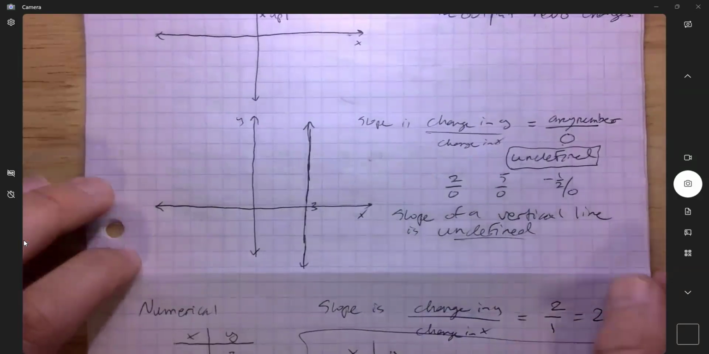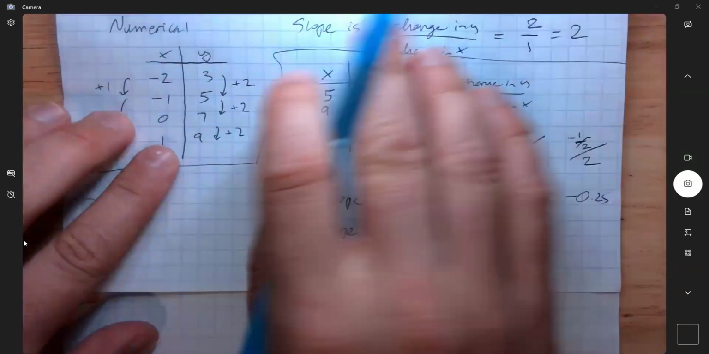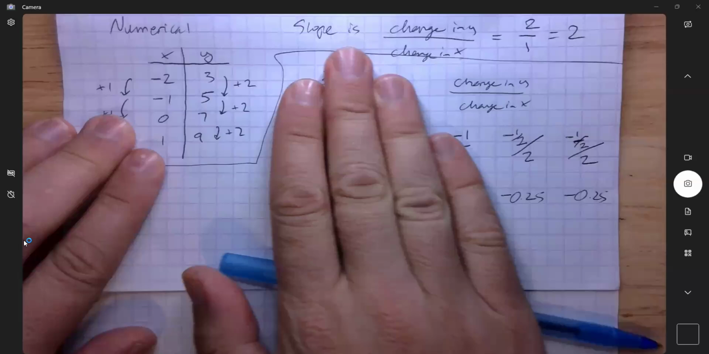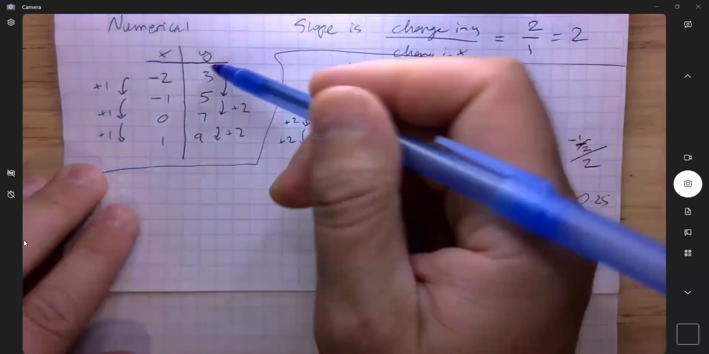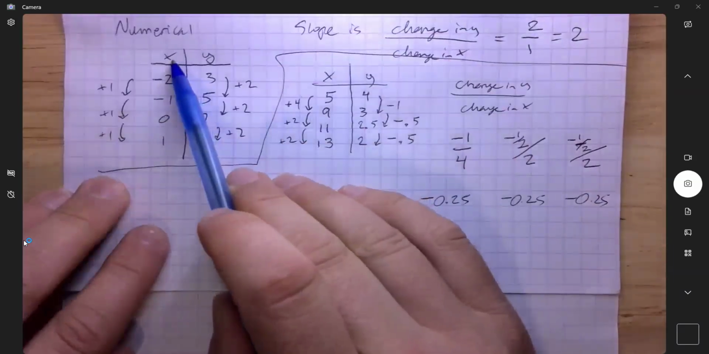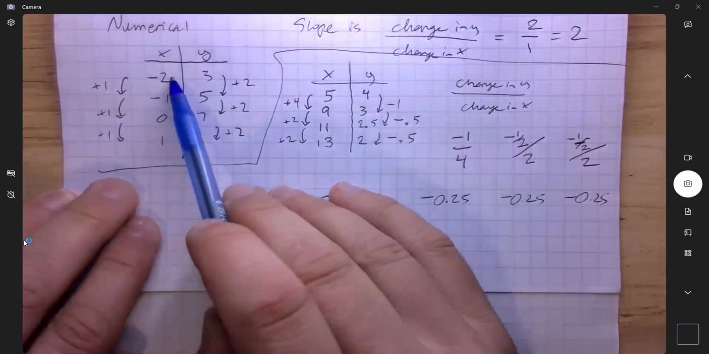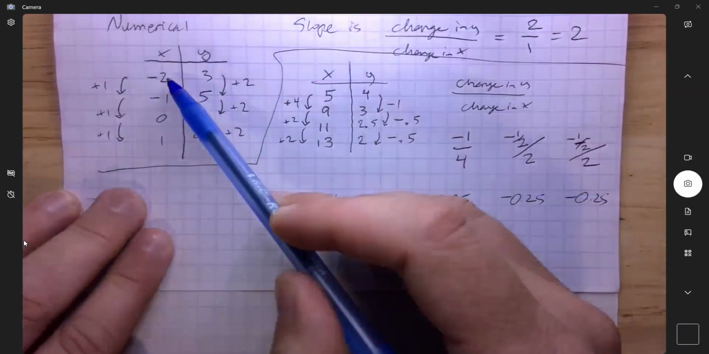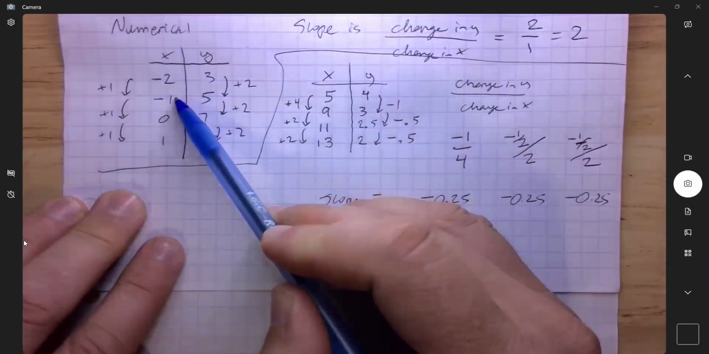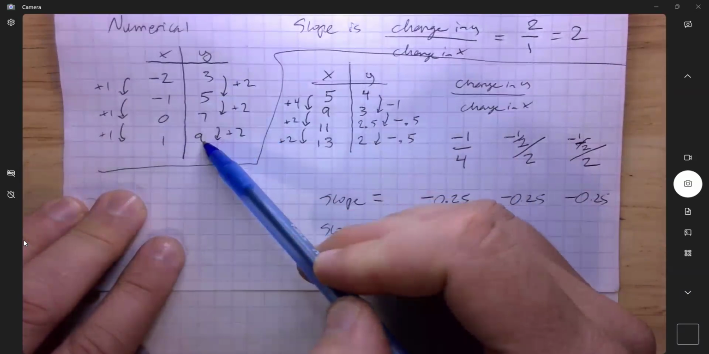All right, that concludes our overview of slope using a graphical representation. Now let's use a numerical representation. Ignore this part at first, and let's just look right here at this table on the left. So I have a table that represents a linear equation or a linear function or a linear model. The x's are -2, -1, 0, and 1, and the y's are 3, 5, 7, and 9.